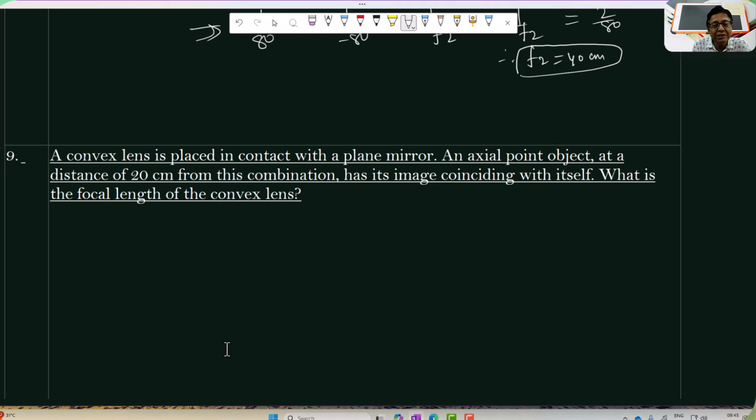So a convex lens is in contact with the plane mirror. Plane mirror, and there must be a convex lens in contact with this.